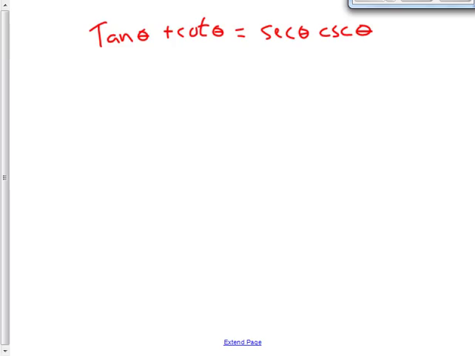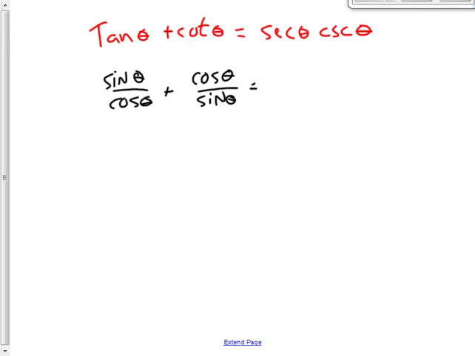On the left-hand side, I've got addition. On the right-hand side, I've got multiplication. So ultimately, that means that I'm eventually going to have to put together fractions, and then I'm going to take them apart. That's what it means. So I'm going to create fractions. So tangent theta is sine over cosine. Cotangent is cosine over sine. I'm going to add these together, so I have to get a common denominator.